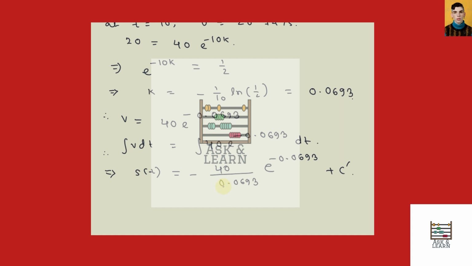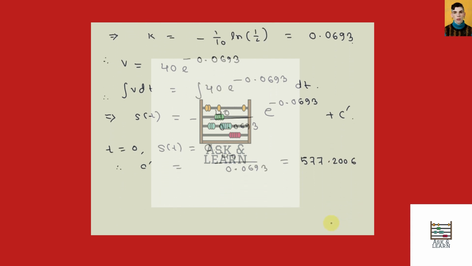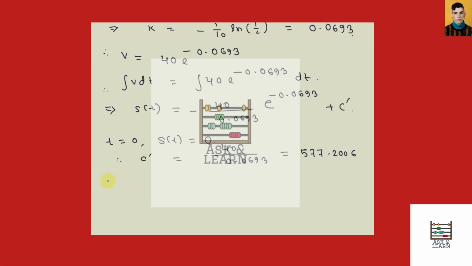We can express it as c dash. So if we use the initial condition, that is at t equal to 0, s of t equal to 0, so c dash is equal to 40 by 0.0693, which is equal to 577.2006.